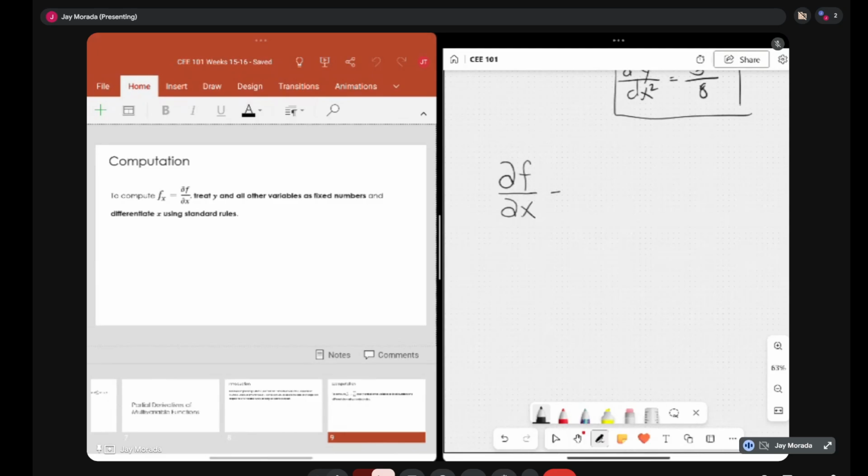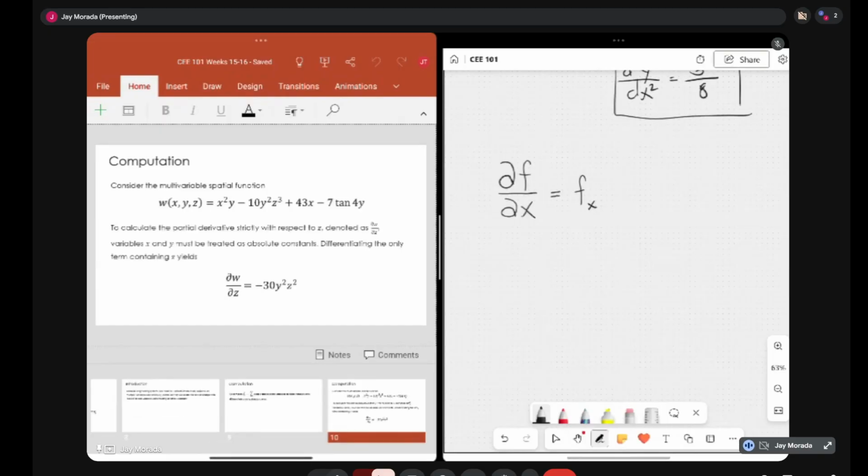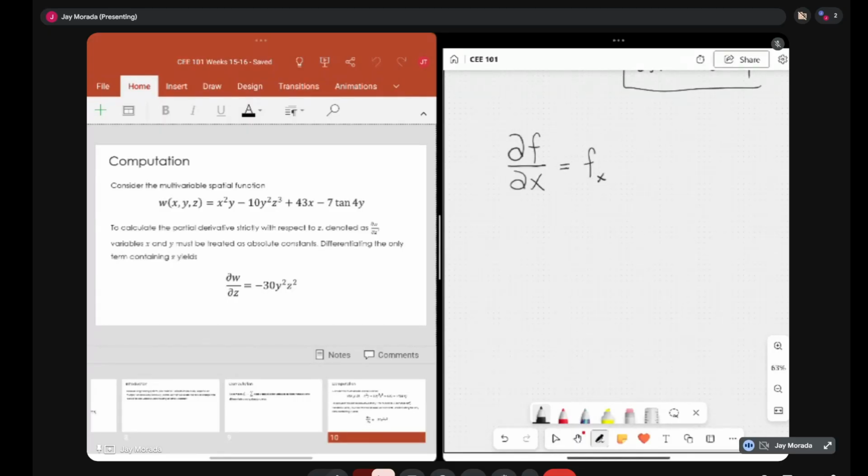We can also write that as the function with a subscript of x. Okay, so how do we apply it? So we have to treat y and all other variables as fixed numbers. Then using the normal rules of differentiation, we perform that only on x. Okay, let's try now. Let's say we have a multivariable function that is in the slides.